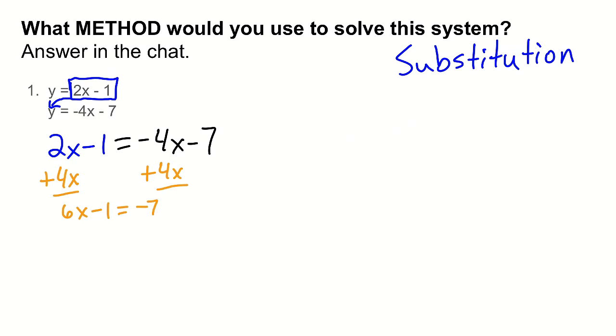All right, the next step here is going to be to add 1 to both sides so that we get our x term isolated by itself. Negative 7 plus 1 is negative 6. We divide by 6 because division is the inverse operation of multiplication, which we have right there, 6 times x. Dividing by 6, we have x is equal to negative 1. So that is the x value for our solution.